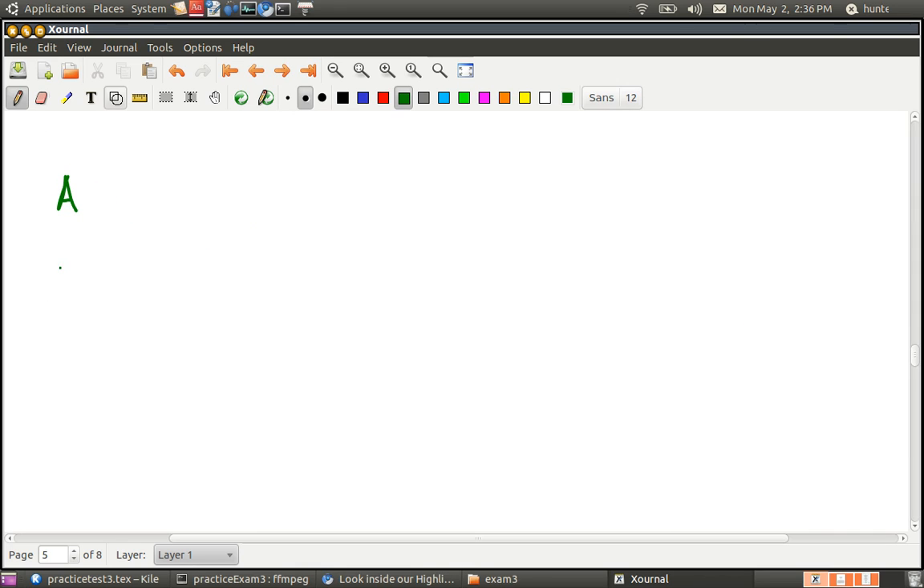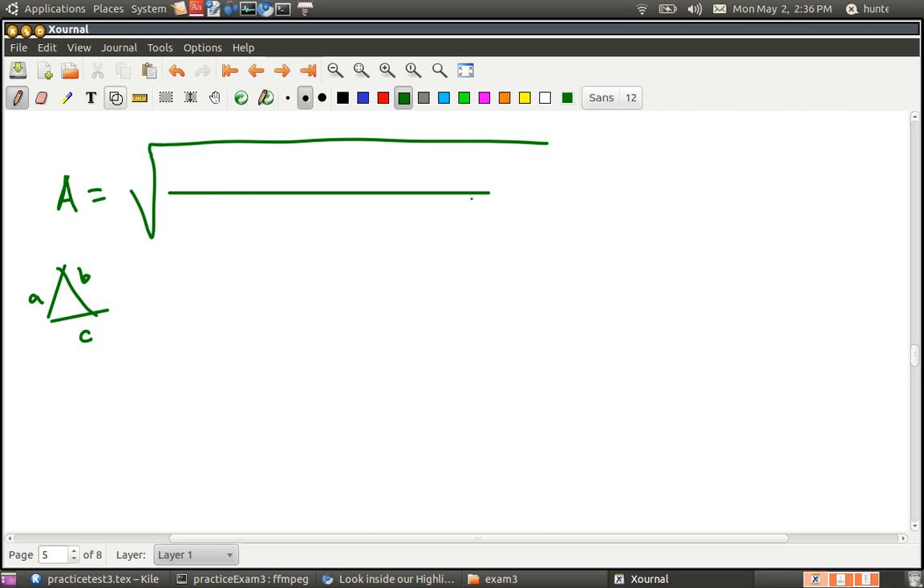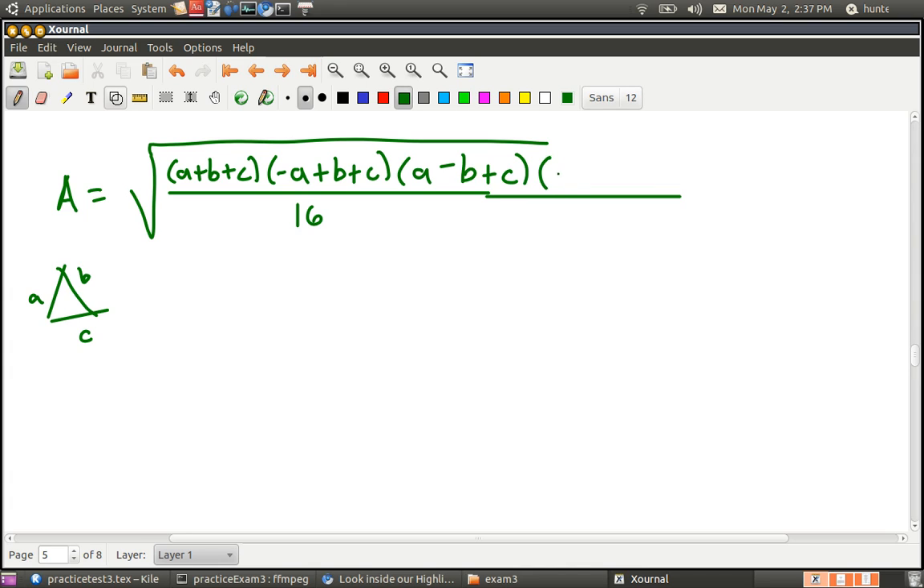So you have the three sides of the triangle A, B, C. And the area of the triangle in terms of the sides is the square root of a fraction, and there is 16 on the bottom, and it goes A plus B plus C. And now you take turns making each one negative. So first A is negative, now it's B's turn to be negative. And now in the last one it is C's turn to be negative. Okay, and so that's the formula.